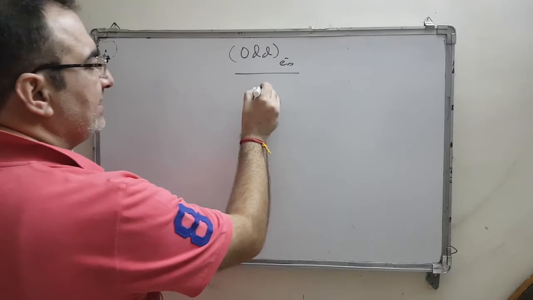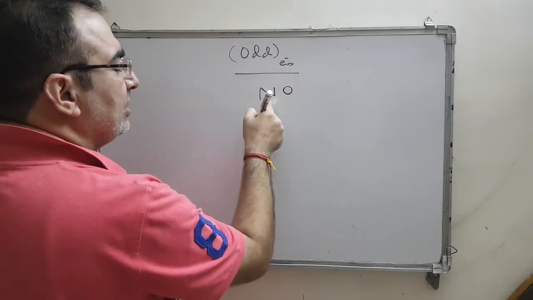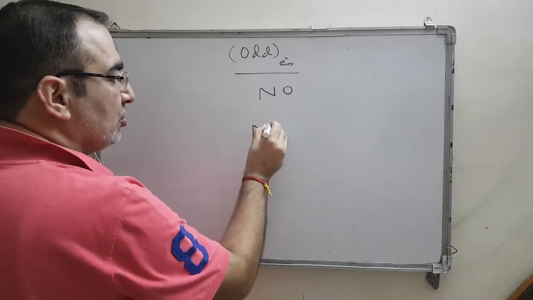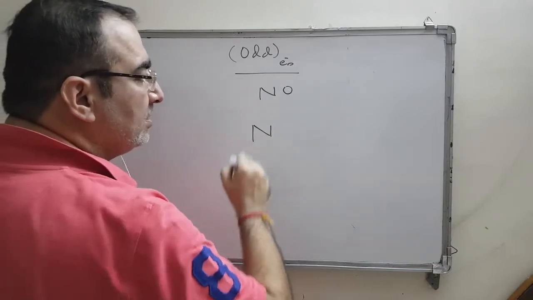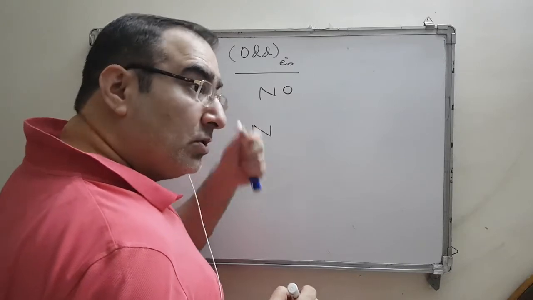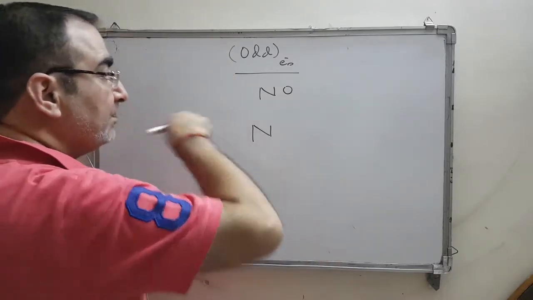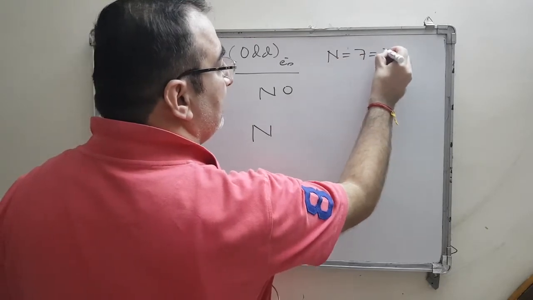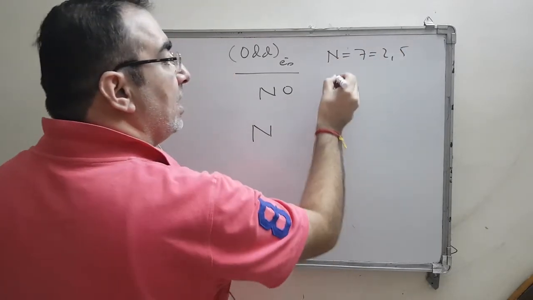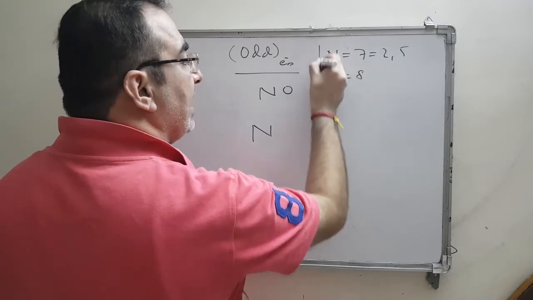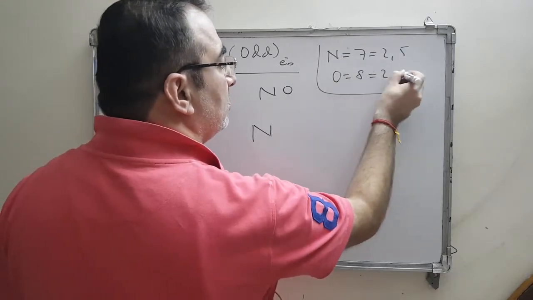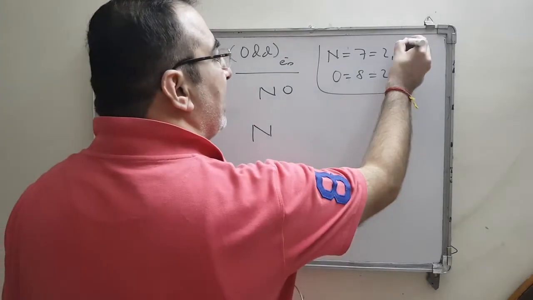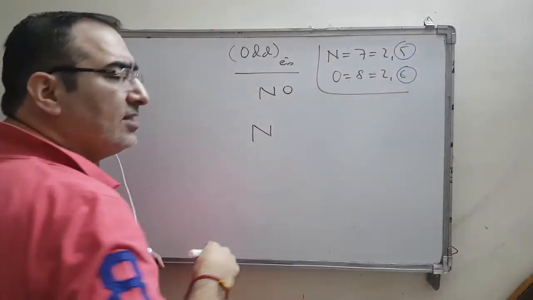For example, suppose I say nitrogen monoxide. Suppose you want to draw the Lewis dot structure of nitrogen monoxide. What are the valence electrons in nitrogen? You already know nitrogen has atomic number 7, that means 2, 5. And oxygen has 8 electrons, that means 2, 6. So nitrogen has 5 valence electrons and oxygen has 6 valence electrons.